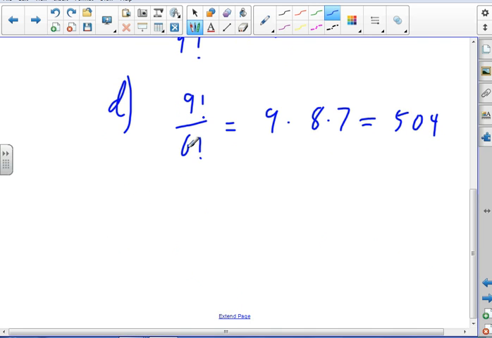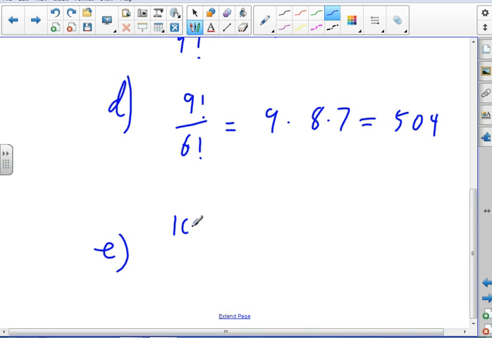And I could have put in my calculator 9 factorial divided by 5 factorial, right? I would have gotten a different answer. But if I divided by 6 factorial, I'd still get the same answer. Okay, so that's good.